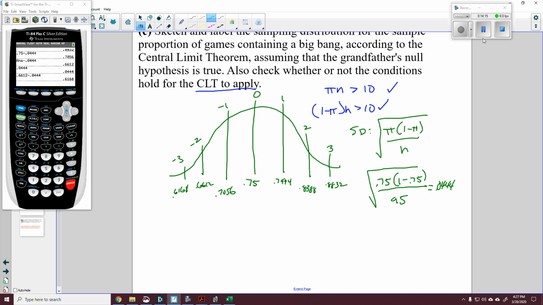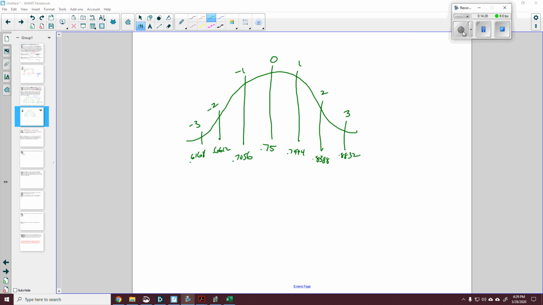based on Grandpa's null hypothesis. So in other words, if Grandpa is correct, then this would be the distribution. Every time I went out and got a sample of 95 baseball games, for example, we know that using the empirical rule that this is 68%. 68% of the time, the proportion of baseball games that had a big bang would be between 70.56% and 79.44%. So that's using the empirical rule.